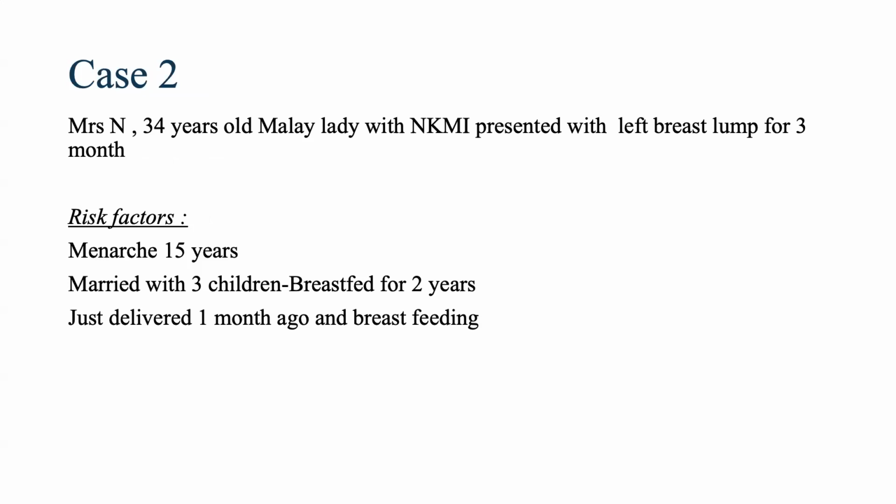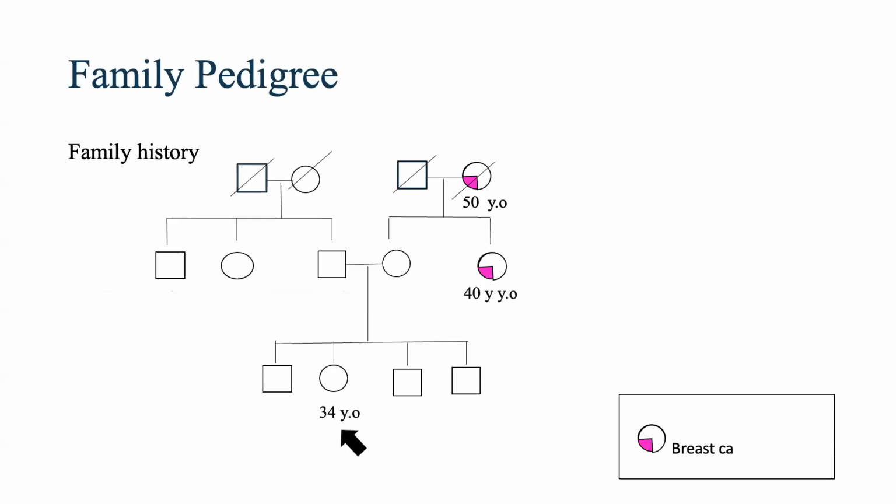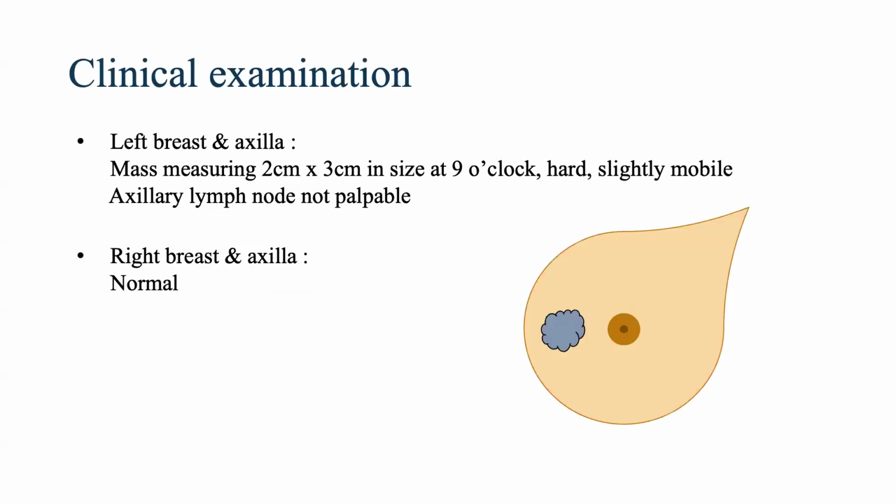So we have 3 cases. This is Mrs. N, a 34-year-old Malay lady with no medical history, presenting with a left breast lump for the past 3 months. She attained menarche at 15 years old, is married with 3 children, breastfed 2 years each, just delivered a month ago and is still breastfeeding. Her maternal grandmother and maternal aunt had breast cancer at 40 and 50 years old. Clinically, there's a lump palpable 2 × 3 cm at 9 o'clock, hard and slightly mobile. There are no axillary lymph nodes.